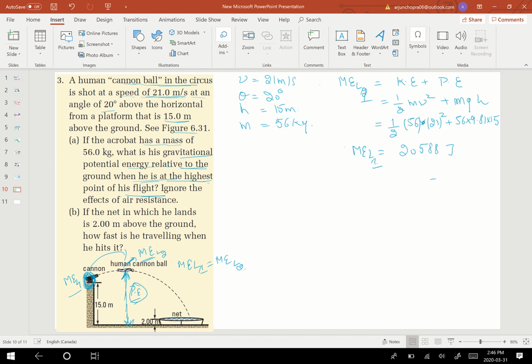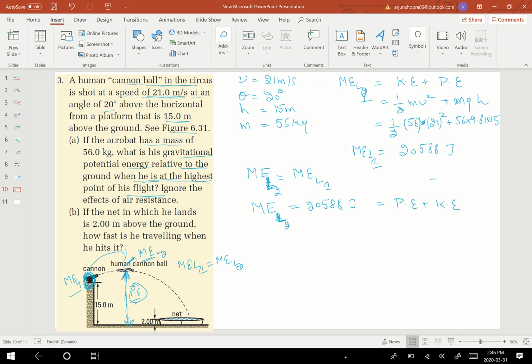Now the mechanical energy at location 2, as we said earlier, will be equal to the mechanical energy at location 1. So ME at L2 is equal to ME at L1, which is 20588 joules, and which is also equal to potential energy plus kinetic energy.